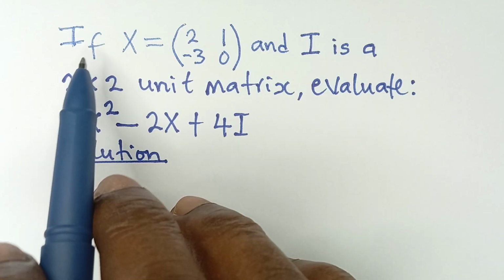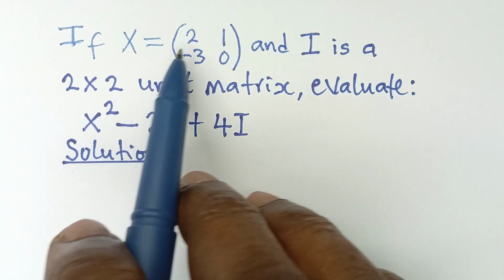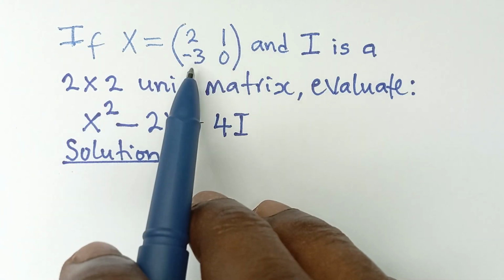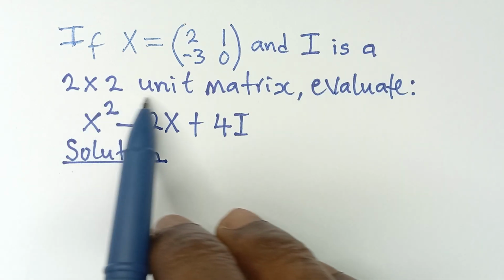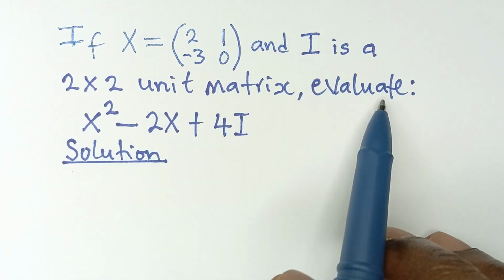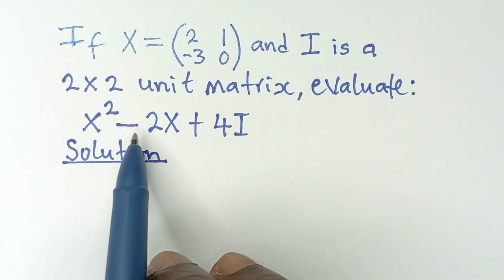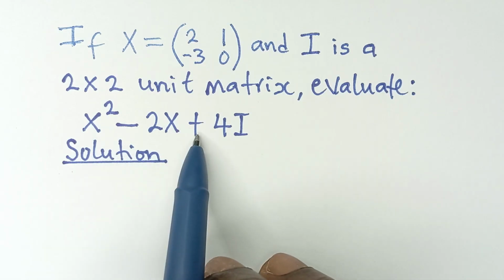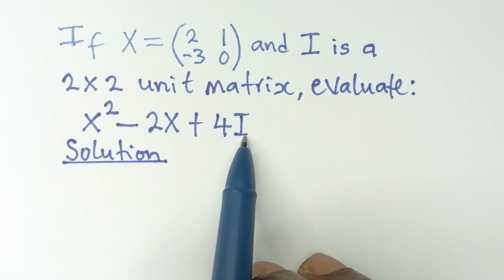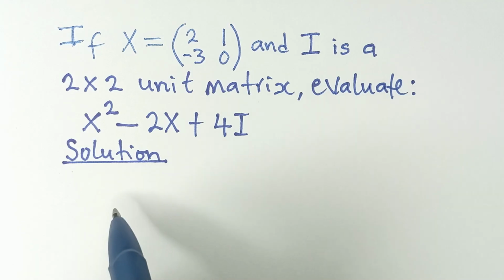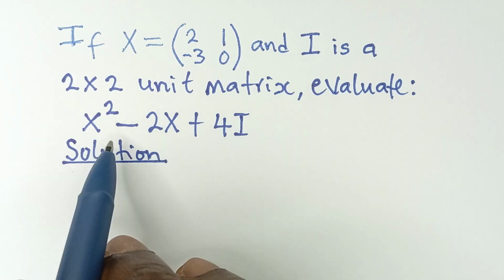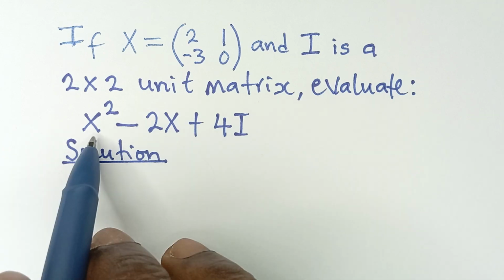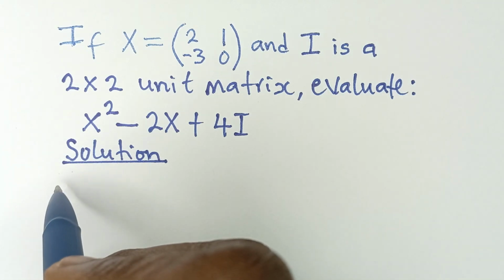The question here says, if X is equal to the matrix 2, 1, minus 3 and 0, and I is a 2 by 2 unit matrix, evaluate X squared minus 2X plus 4I. So the first thing we are going to do is to evaluate each of these terms one after the other before we subtract and add them. So let's start with X squared.